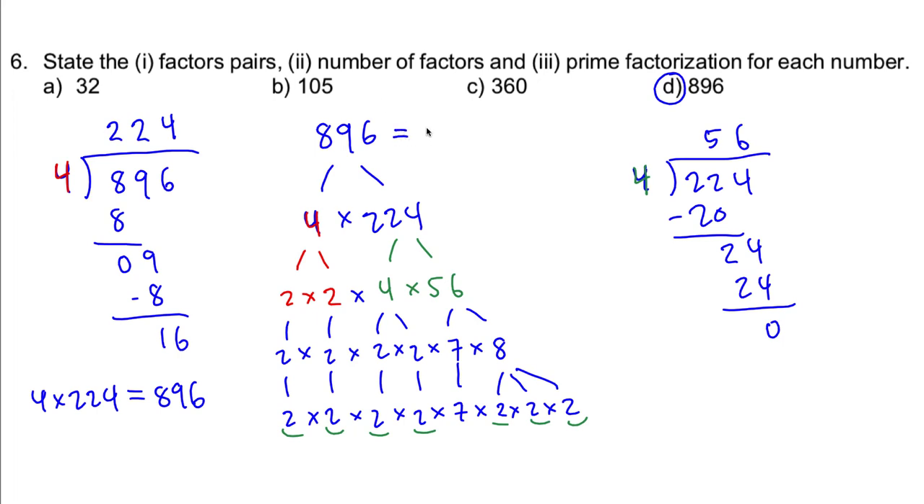So 7 copies of 2 multiplied together has a shorthand notation of 2 to the exponent 7, and then we're multiplying by this 7 here. Okay, so we have the prime factorization. We know that 896 is equal to 2 to the 7 multiplied by 7. Okay, so let's give us some new space.